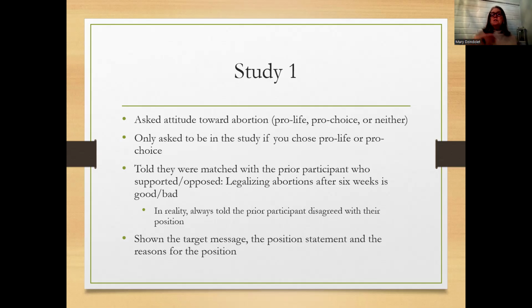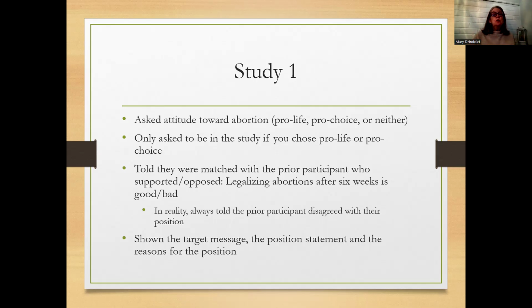If you said that you were pro-choice or pro-life, then you were invited to be in study number one. They did not want to include people who didn't have a strong opinion on this issue, because remember, they're trying to look at what our conversations are like when we're talking to people who have very different views from ours. In the last study, people had similar views to ours. So they didn't want someone who wasn't going to be very different, because they don't have a strong opinion either way. So if you chose pro-life or pro-choice, then you were asked to be in the study.